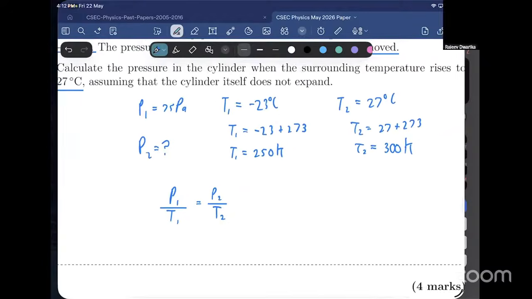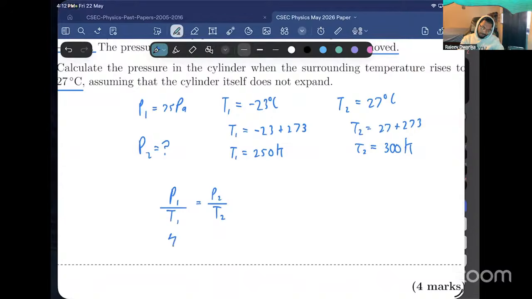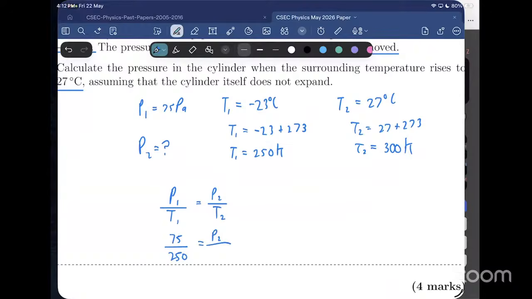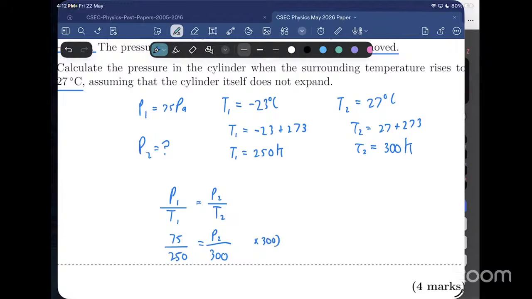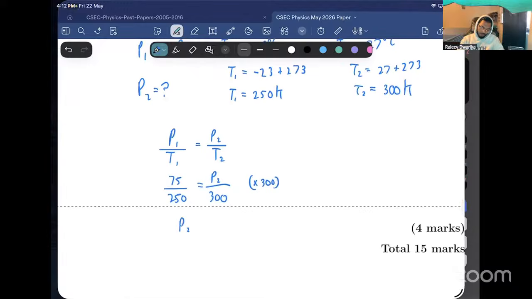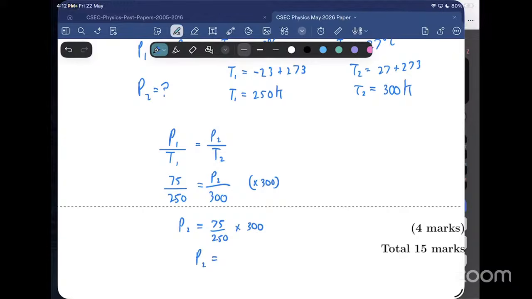Cool. So P1 was 75. T1 was 250. P2 was unknown. What was T2? 300. Right now I have P2 divided by 300. What would I do to get rid of the 300? Multiply. So P2 is just 75 over 250 multiplied by 300. What are we getting for that? 90 pascals.